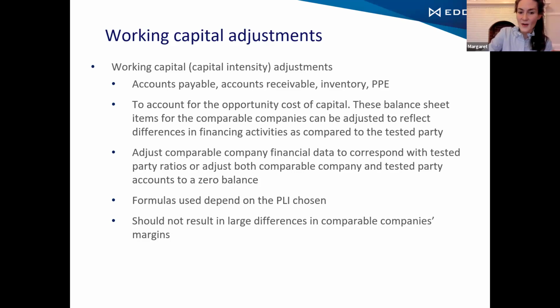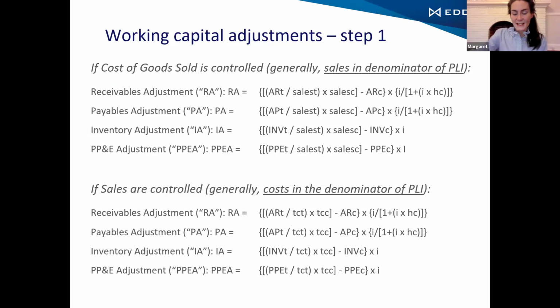The formulas look crazy, but they're not difficult, and there's a pattern, and they're dependent on the PLI that you choose. The reason that you make working capital adjustments is because you're trying to account for the opportunity cost of capital, but you can also think of it as the time value of money. So here are the formulas, and they look crazy, but they're not as bad as they look.